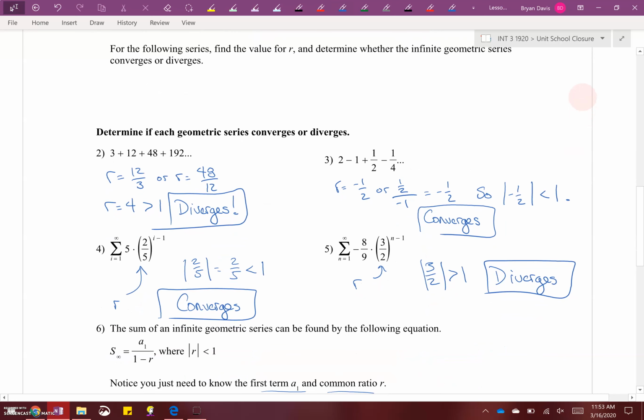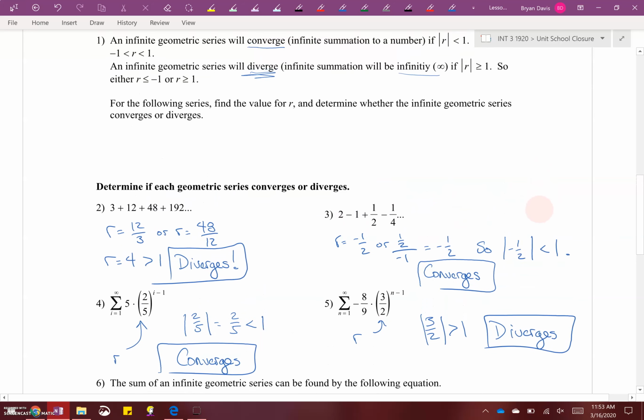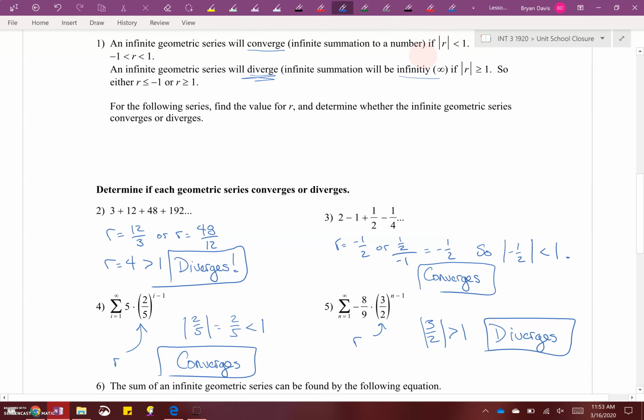So I've got the work already done for us, but let's at least walk through it a little bit with this still being shown. I see that I have this series 3 plus 12 plus 48 plus 192. I can find r by doing 12 divided by 3, or 48 divided by 12, or 192 divided by 48. I see that r is equal to 4. I know that 4 is greater than 1. So my absolute value of r is greater than or equal to 1. So I'm willing to say that this infinite geometric series will diverge. Its summation will become infinity.